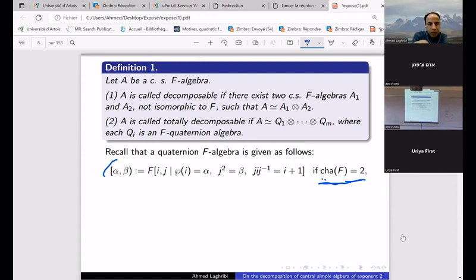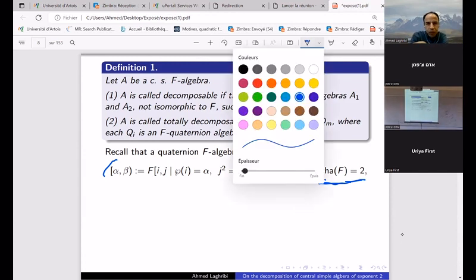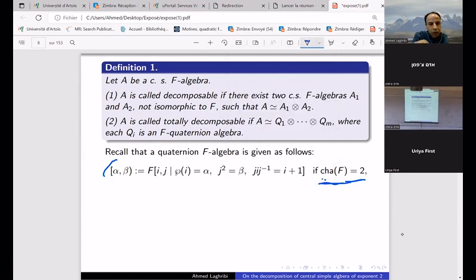And what is ℘? ℘ is just the usual Artin-Schreier map. ℘ goes from F to F and sends x to x squared minus x. Okay, and here I write the bracket on the left and the parenthesis on the right, differently from what Hoffmann used in his talk.